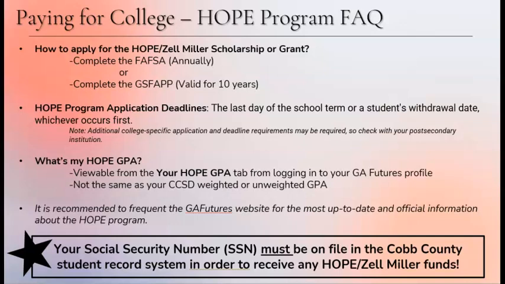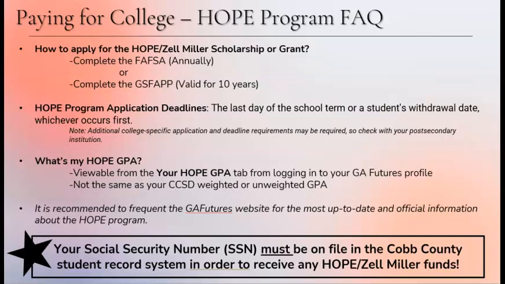The first, how do you apply for Hope or Zell Miller? 2 ways, folks. You can complete the FAFSA annually or complete the GSF app, which is located on the Georgia Futures website and is valid for 10 years. I would probably recommend the GSF app because it's a shorter application and it's valid for longer. But that doesn't negate the fact that completing the FAFSA is also recommended to explore any federal funding that you might be eligible for.